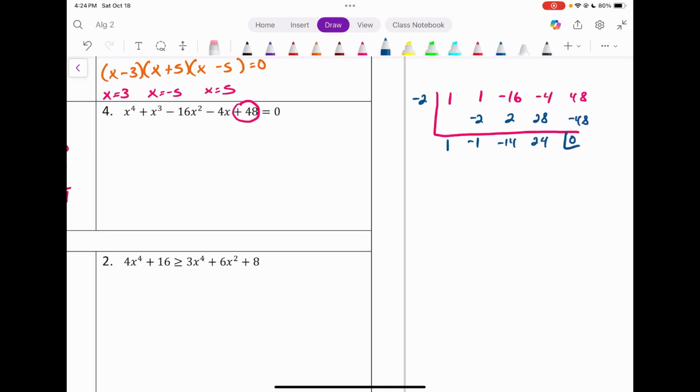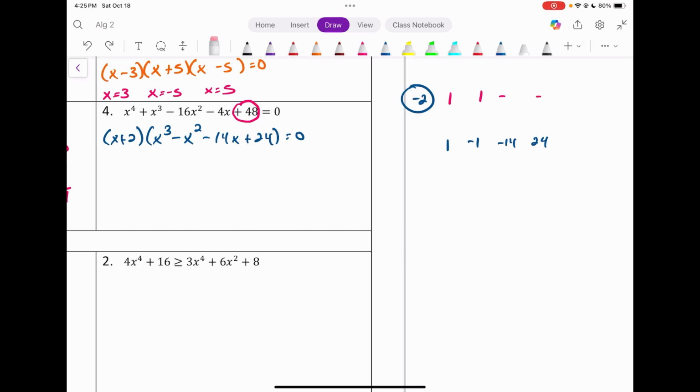We find one right off the bat that works. So what I just did, I divided by x plus 2, and I got this, which is x to the third minus x to the second minus 14x plus 24. And then we keep working until we try to find something else. So now we're trying to break this down with synthetic division. So we're trying to find factors of 24. And instead of rewriting all this, I'm just going to come right here and use those four numbers.